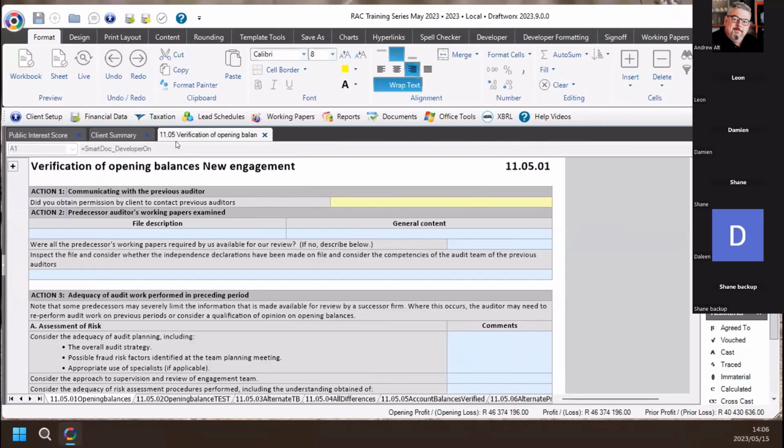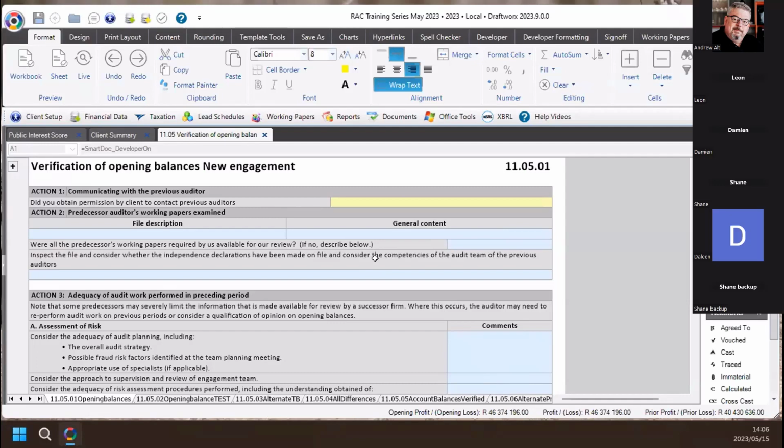So when I get to 1110, they are not going to be the same number of tabs visible. You'll primarily just see the opening balance test, the alternate TB, and all differences. Now, these other tabs relate to procedures that we need to perform when it's a new engagement. You did not audit this client last year.